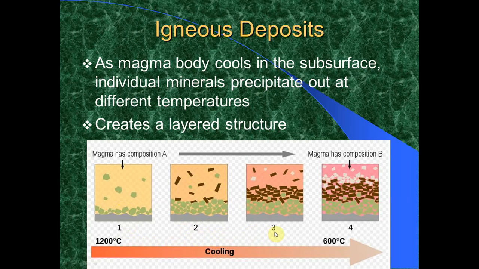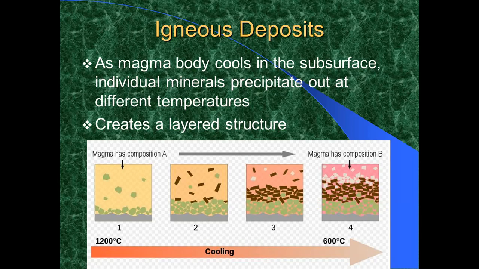We continue to cool it. We hit another temperature where now the white mineral with a different mineral composition precipitates out and sinks to the magma floor. And so often what we'll see are these igneous deposits have a layered structure, where one layer will be enriched in one mineral, the other layer will be enriched in a brand new mineral.